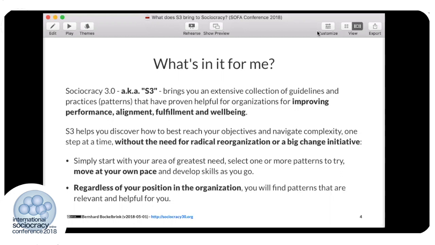You just start where your greatest need is and select one or more patterns to try, and you move at your own pace and develop skills as you go. So you don't need a big training up front. And regardless of where you stand in an organization, you will find a pattern that helps you on your way forward at any given moment.